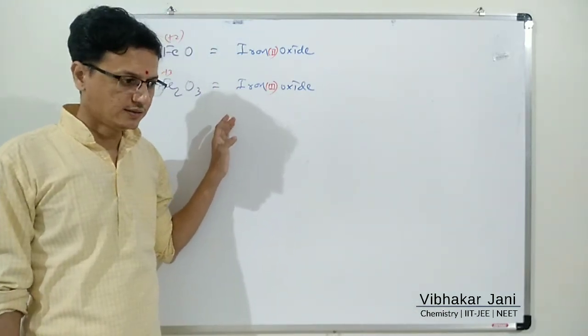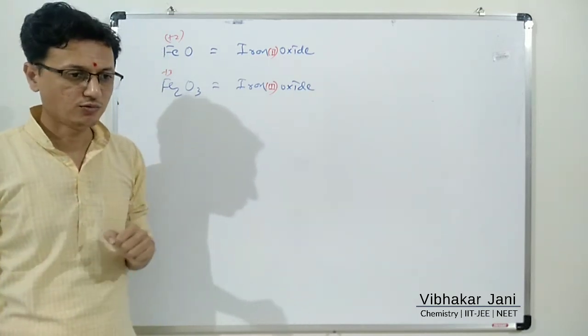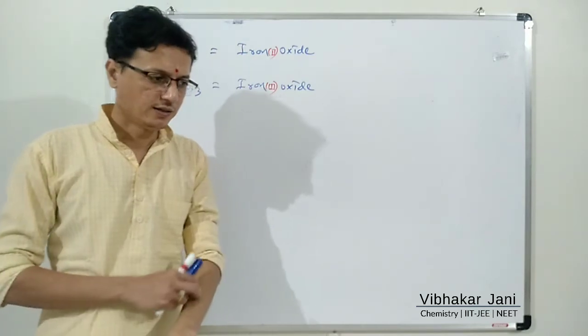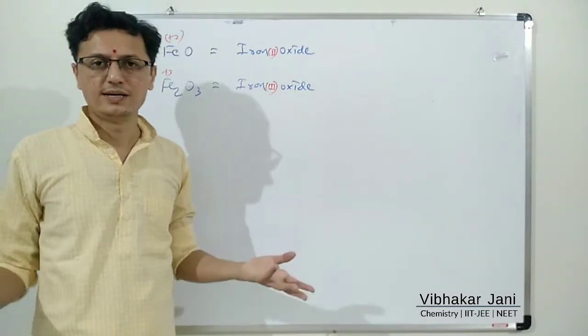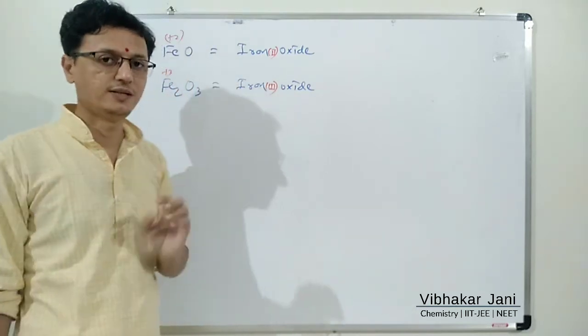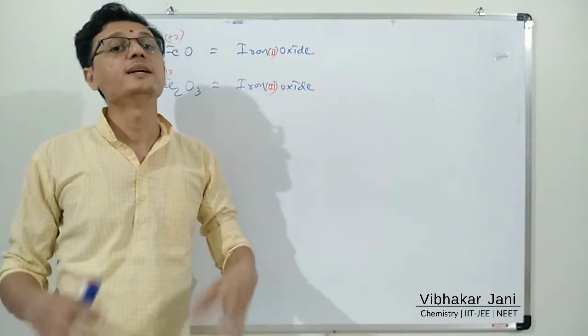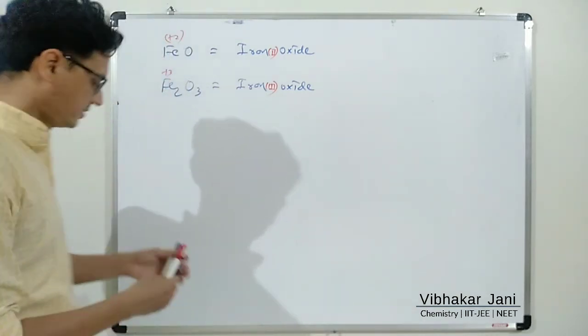So you can call it an outdated method. The Stock notation method is now not used regularly. Sometimes we have to mention the oxidation state of an element. Otherwise, all different ions are having different names. Okay, now let us see one more.